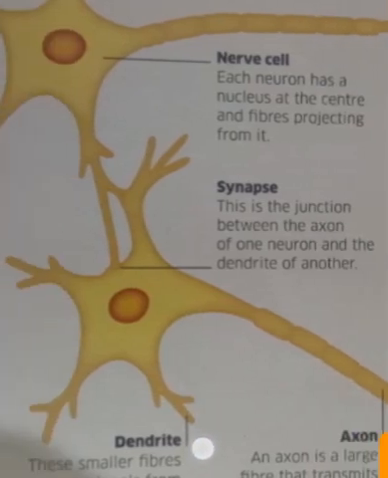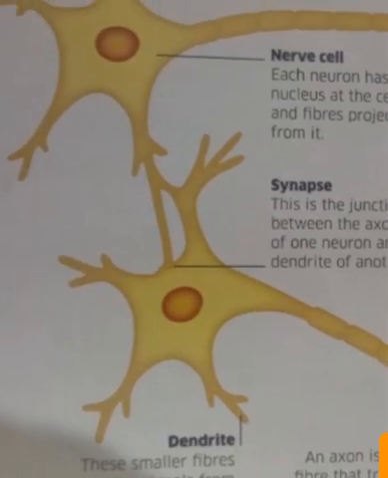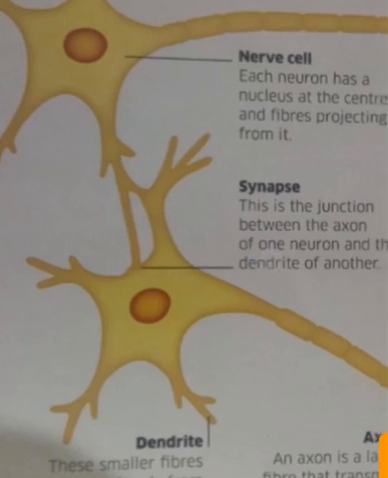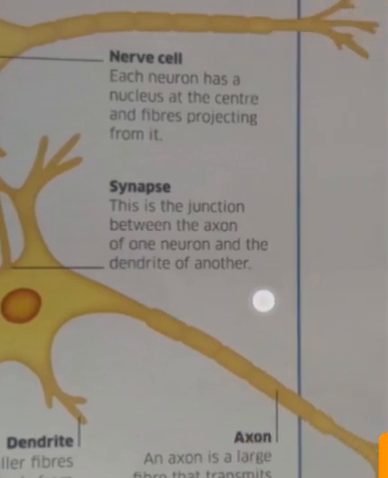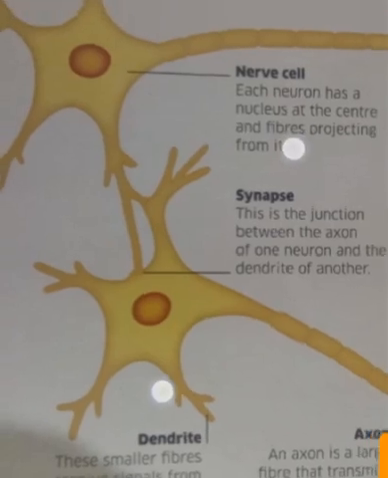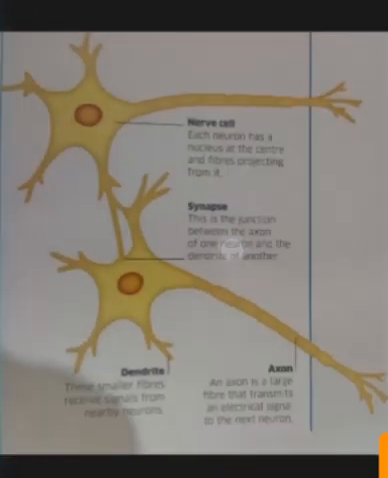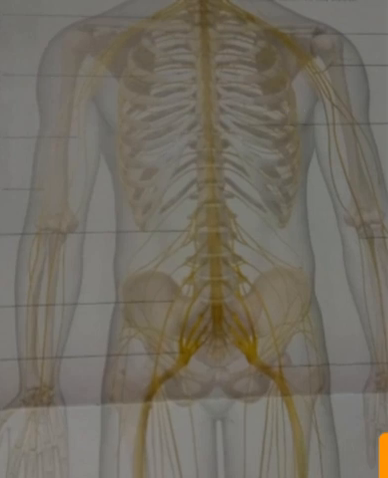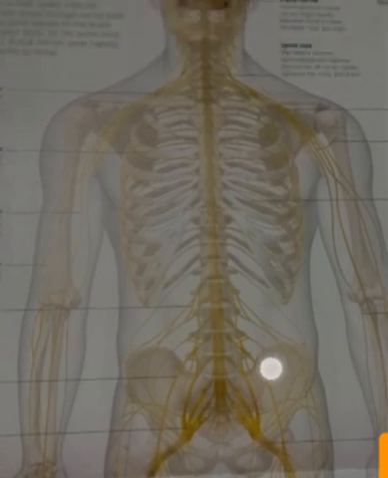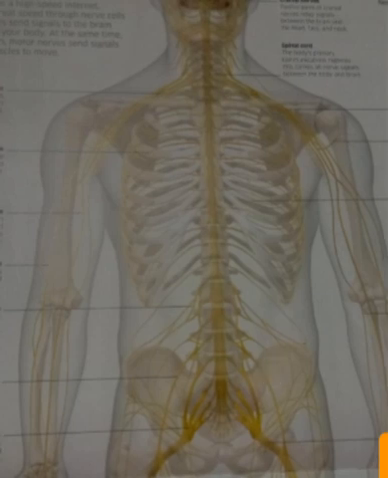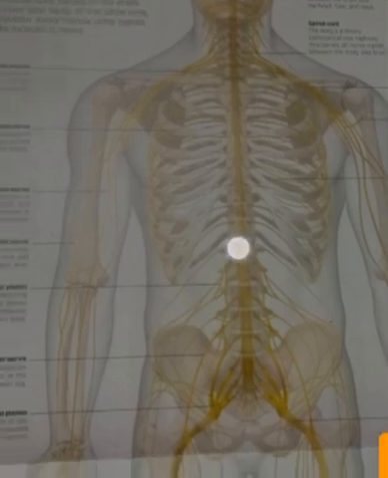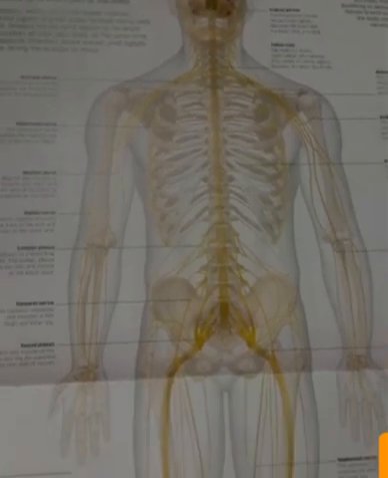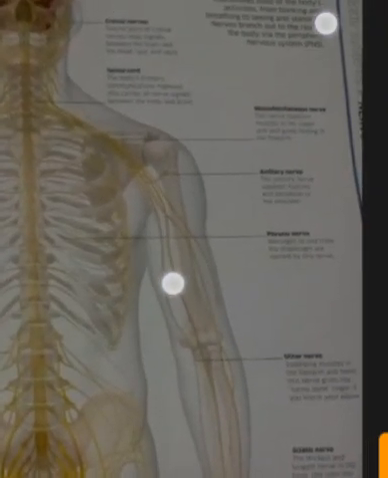It does this by two systems. One is the nervous system, the second one is the endocrine system. The nervous system is quicker than the other control system, that is the endocrine system. First of all, the central nervous system.